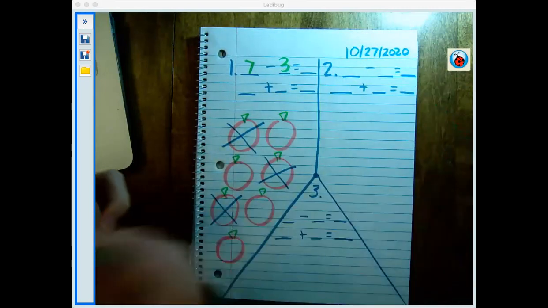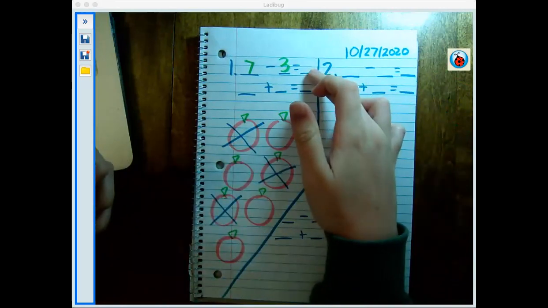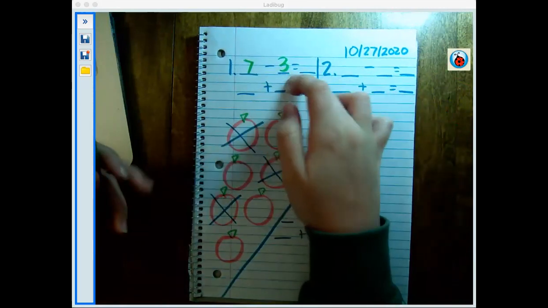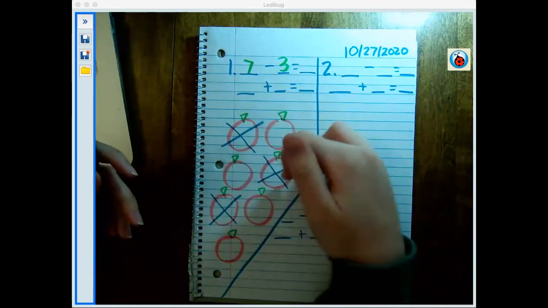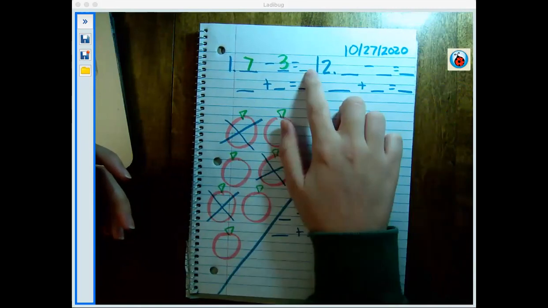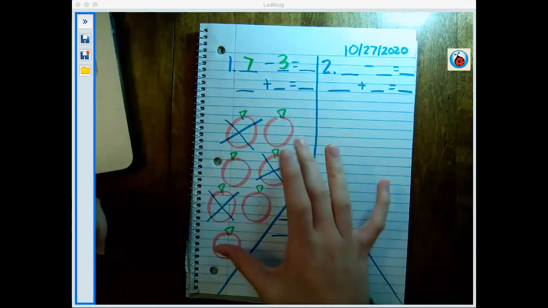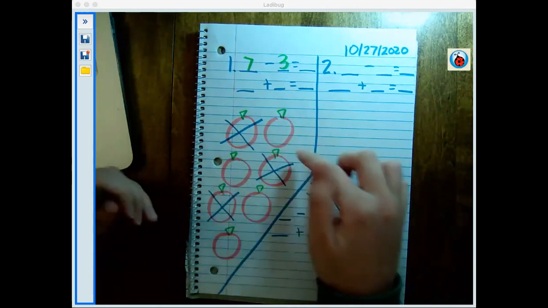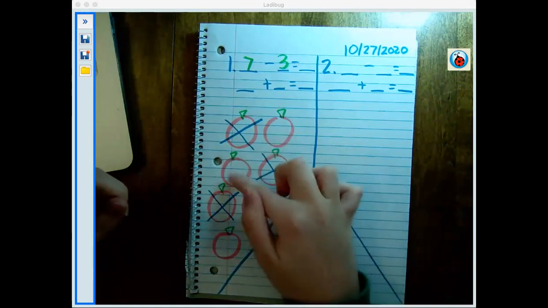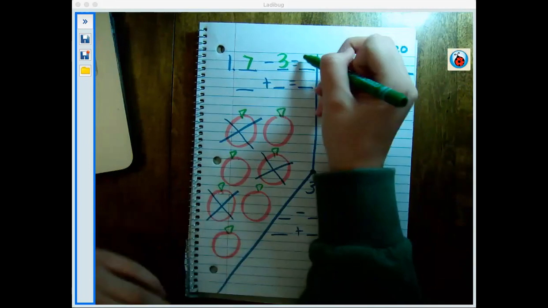Okay, now for the last part, we need to figure out, okay, 7 minus 3. How many pumpkins are left over? So first we started with 7, then we took away 3, and then we need to figure out, okay, how many are left? So you can either look at the picture or you can use your finger. So let's go ahead and look at the picture for this one. So let's see, we know we had 7, we crossed out 3, so how many pumpkins do not have X's on them? 1, 2, 3, 4. 4 pumpkins don't have X's on them, so we're left with 4.